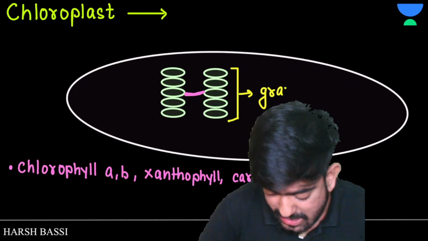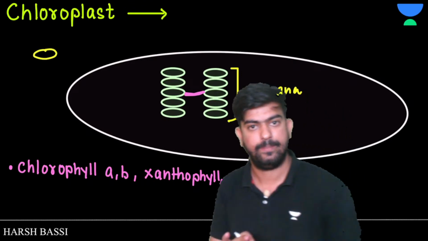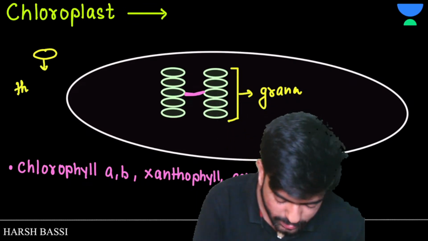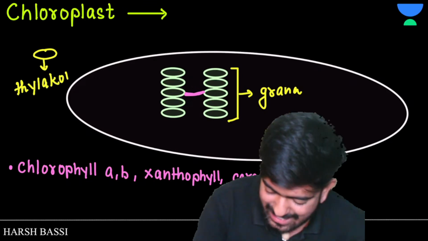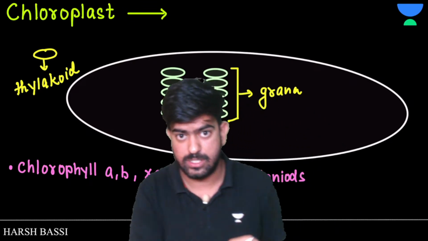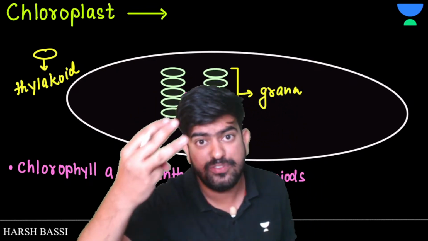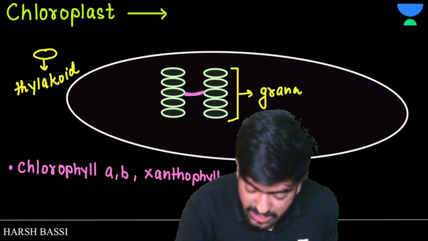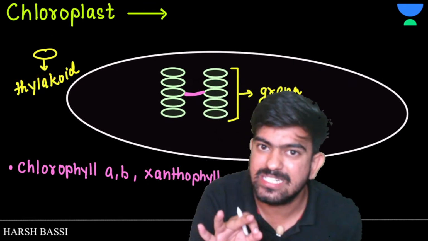And the single ones were known as thylakoid. I hope this is clear to everyone. Thylakoid. Ignore my spellings, okay? Clear? So all these pigments like chlorophyll A, chlorophyll B, xanthophylls, carotenoids, every pigment, where is it present? It is present in the thylakoids. They are present in the thylakoid.